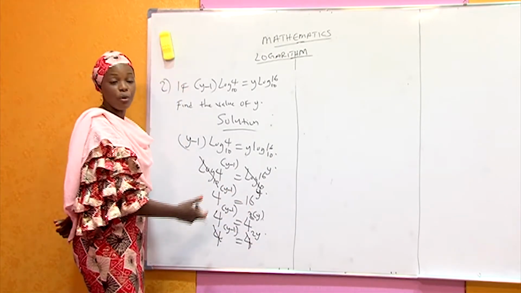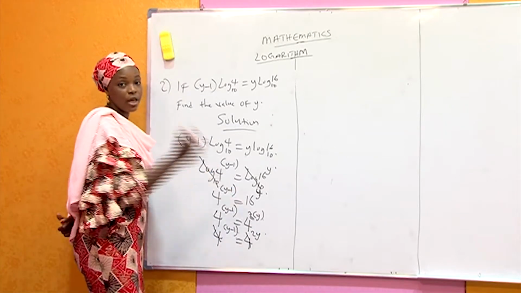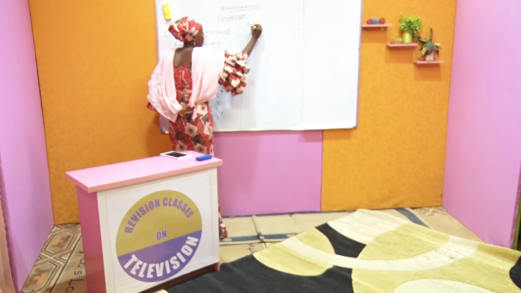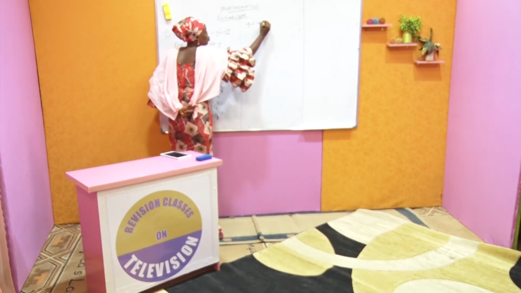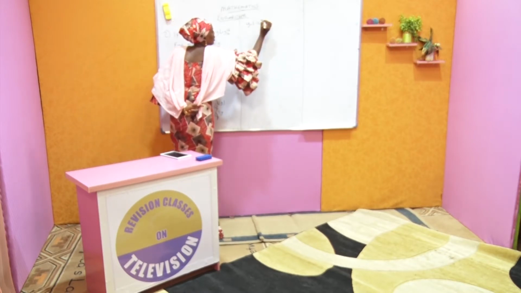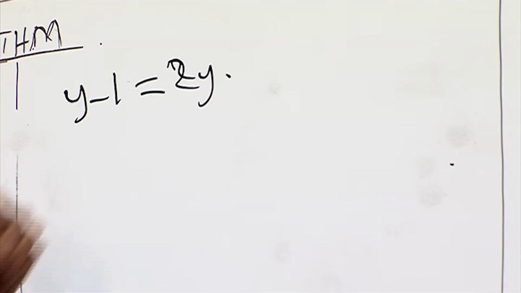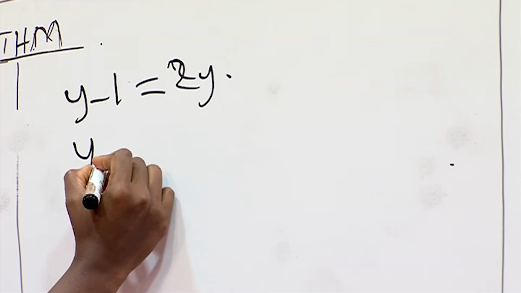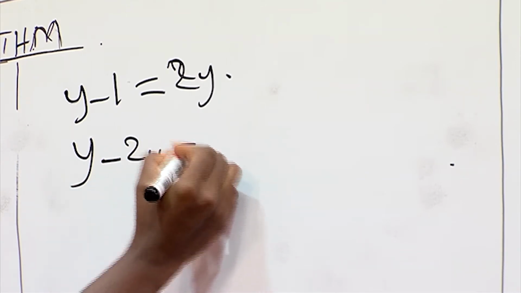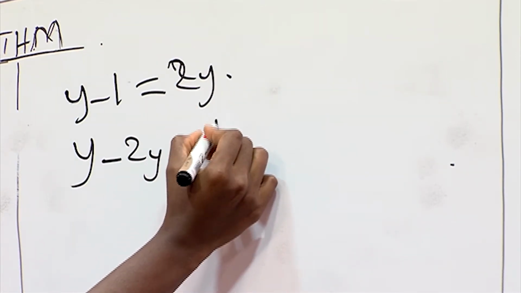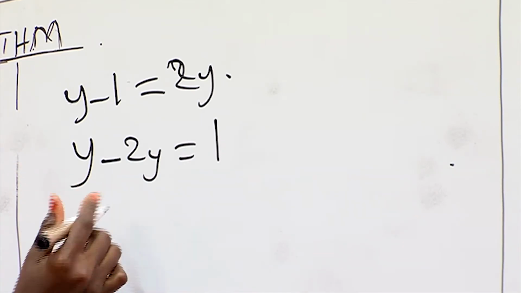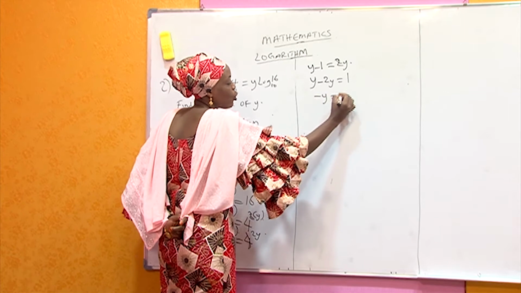Now that they are both in the same base, we cancel out the base. If your bases are the same, you equate your powers. So equating our powers, we have y minus 1 equals 2y. Collecting like terms, I can have my y, bringing 2y to the other side, minus 2y equals, taking minus 1 to the other side will give plus 1. So what is y minus 2y? It will give you minus y equals 1.